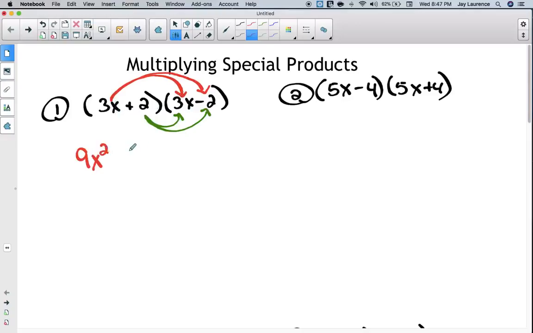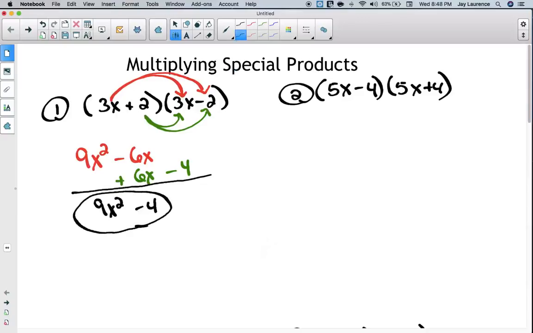And then I'm going to do 3x times -2, which is a -6x. Watch your signs. And then I'm going to multiply the 2 times the 3x, which is going to be a +6x, and 2 times a -2, which is going to be a -4. And when I do that, I'm going to get 9x squared minus 4. That's very interesting because you notice the -6x and the +6x canceled each other out, didn't they?